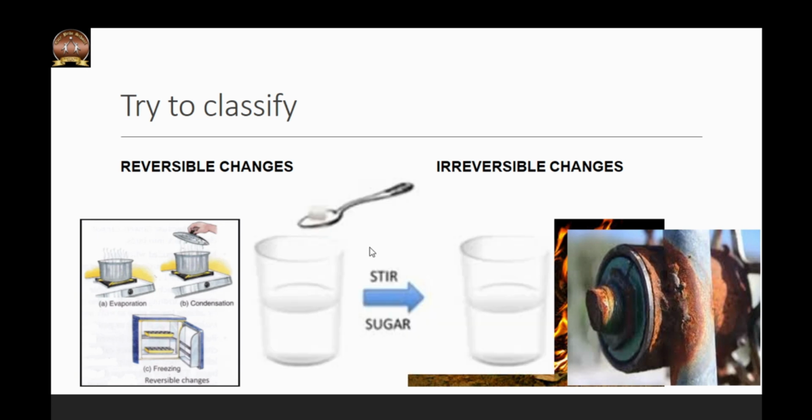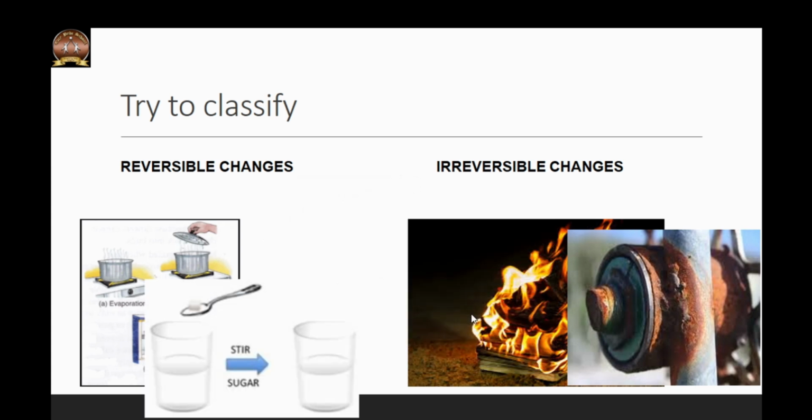You must have noticed that when sugar is dissolved in water, the sugar disappears and you cannot make out the difference between the sugar and the water anymore. But if you heat up the water to evaporate all the water away, you will be left with the sugar particles. That means dissolving of a substance in water is a reversible process, and it is a physical change.